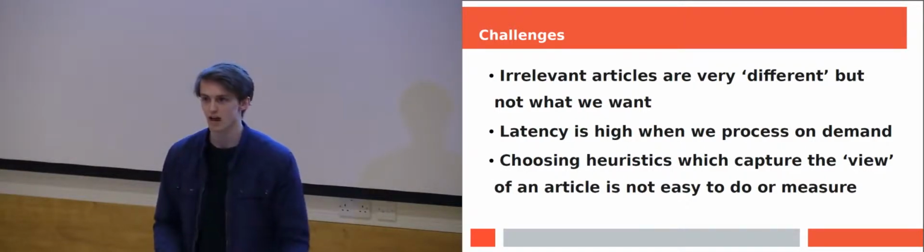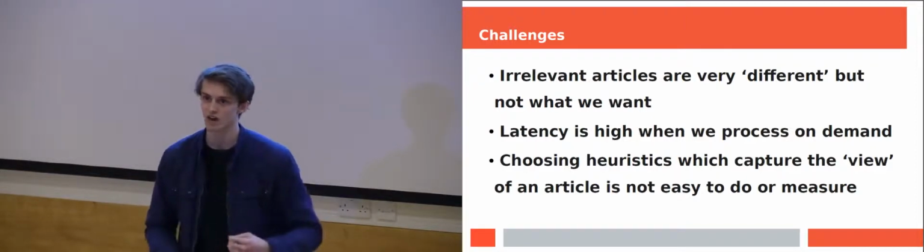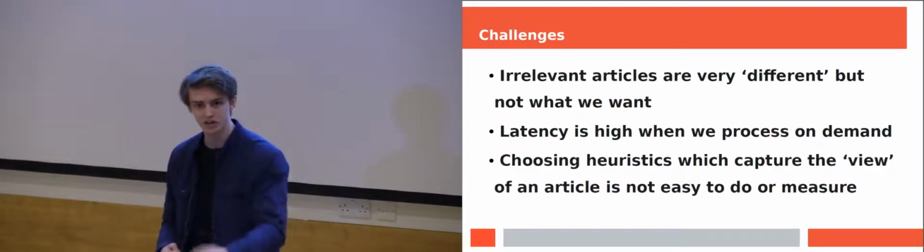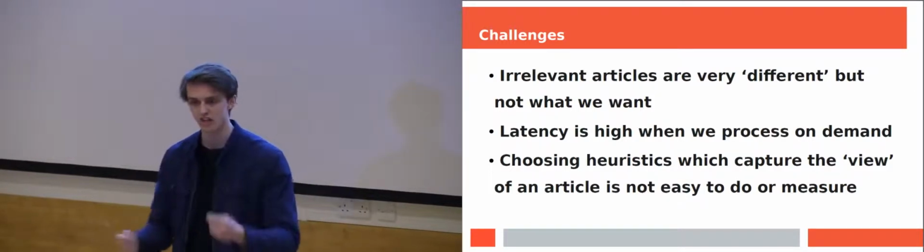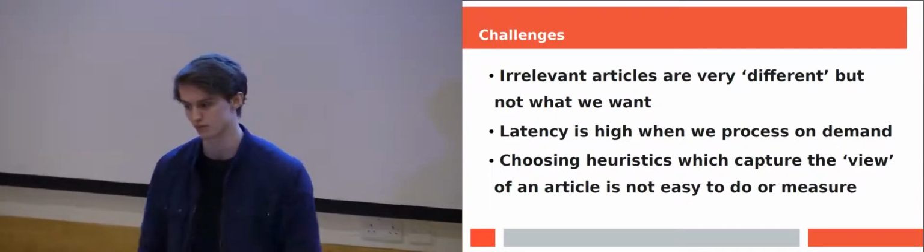Latency can also be quite high because we're not pre-processing, and so to solve this, we have a database which caches the heuristic scores, which means that if somebody else has viewed an article that we're suggesting, then you'll get the result much faster, and we also locally cache the whole result.